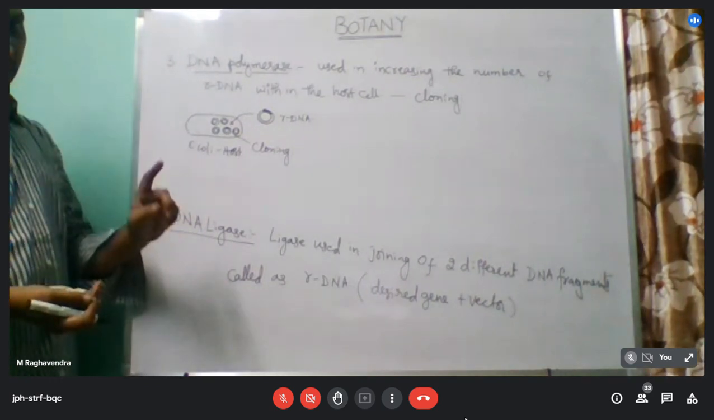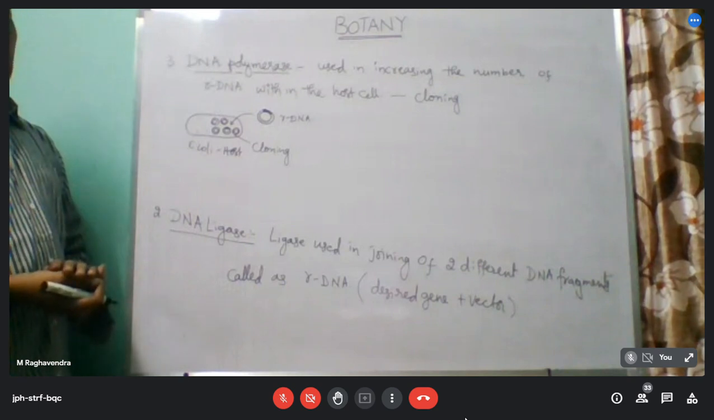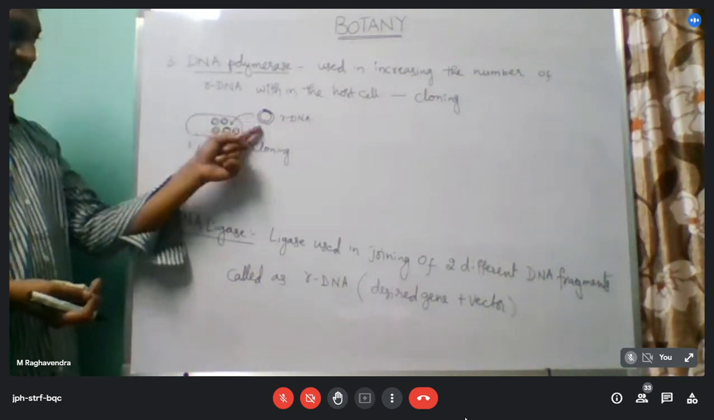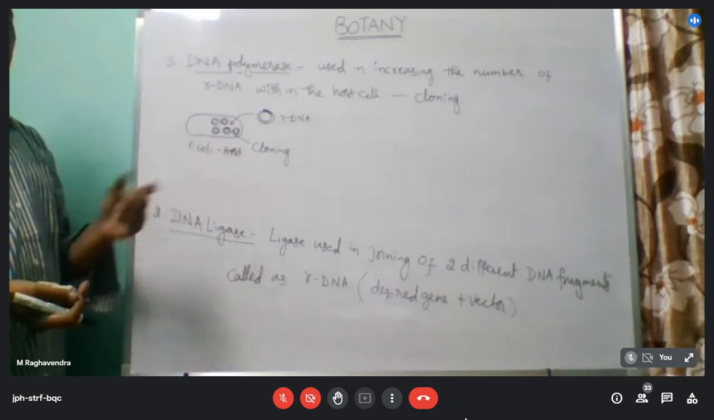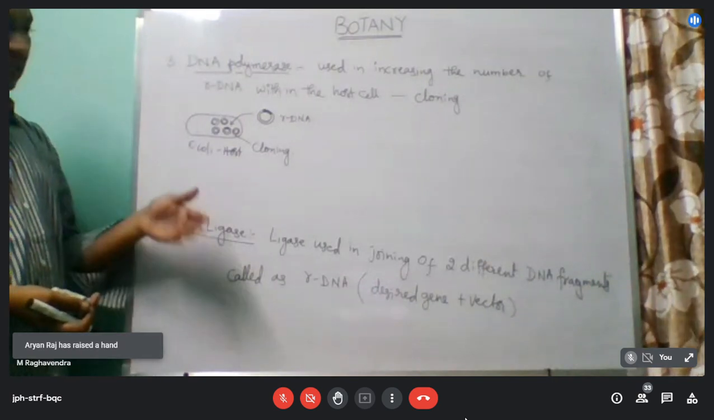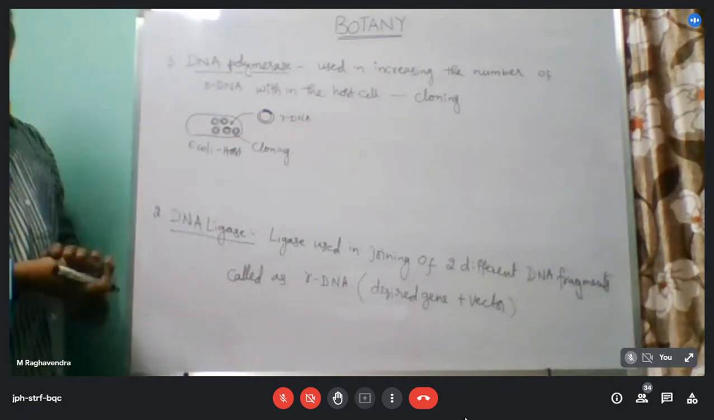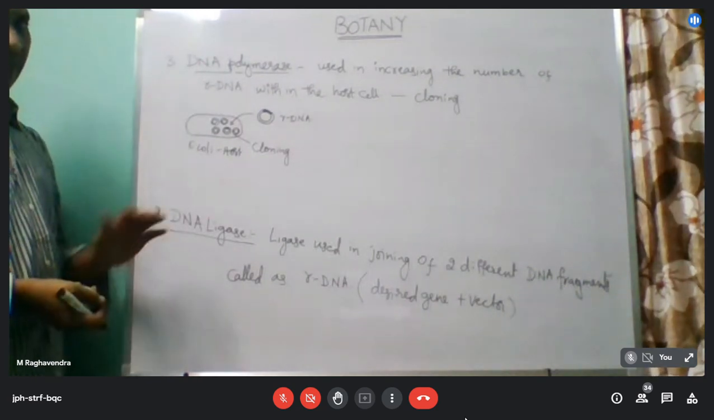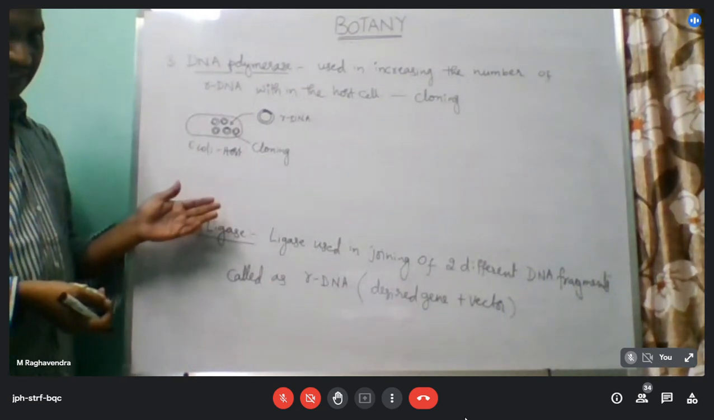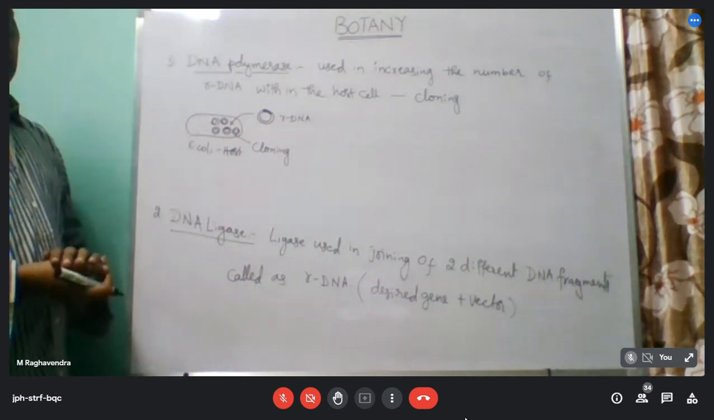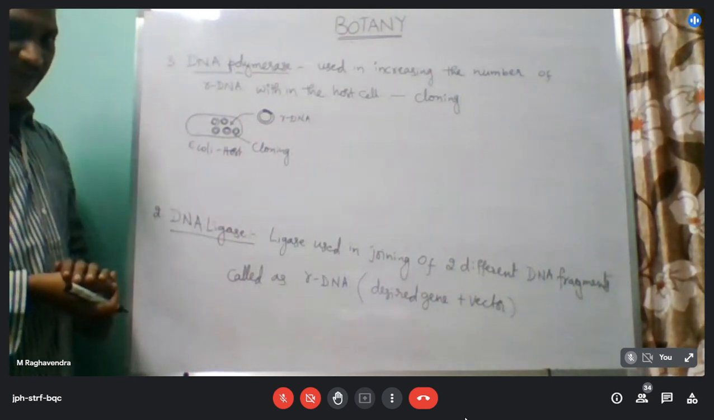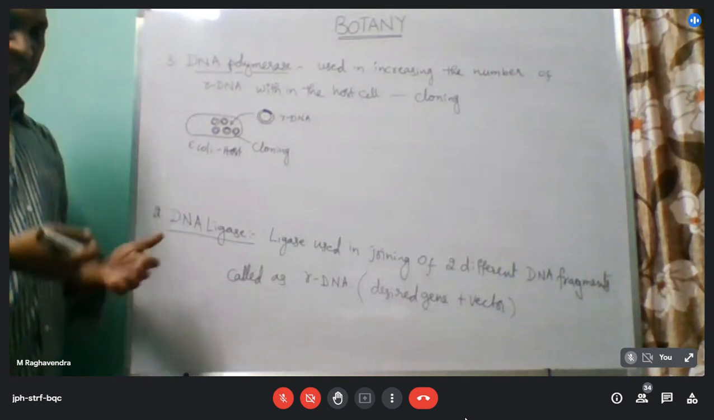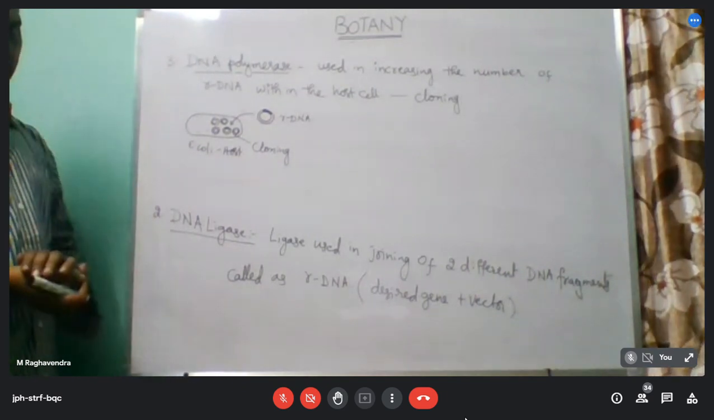Here polymerization means synthesis. DNA polymerization, synthesis of existing DNA. That means making xerox copies of recombinant DNA. Right? So simply we can notice this as replication. So DNA polymerase is helpful for replication, increasing the number of recombinant DNAs.